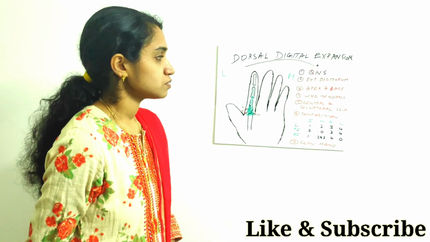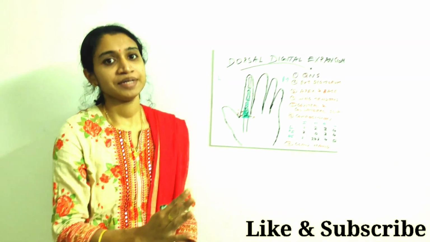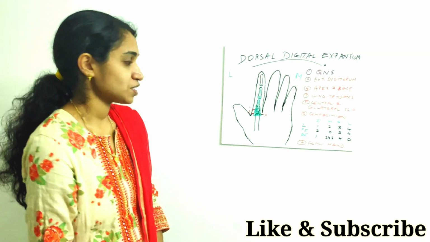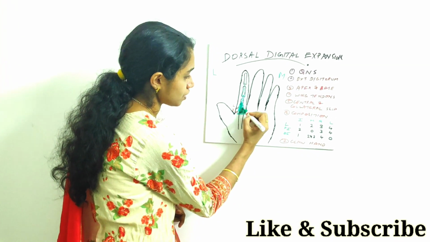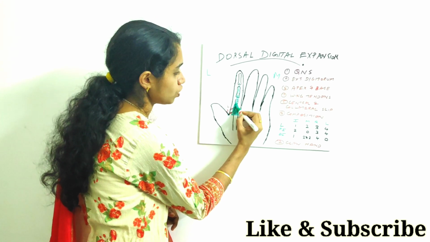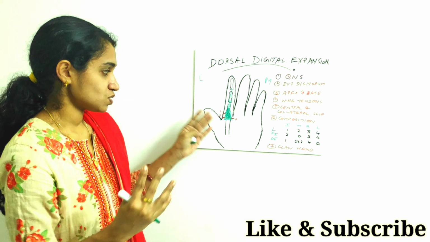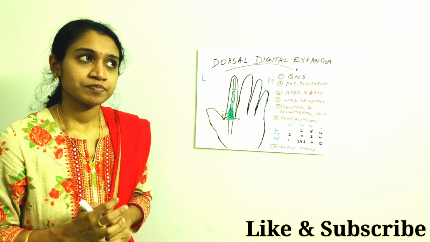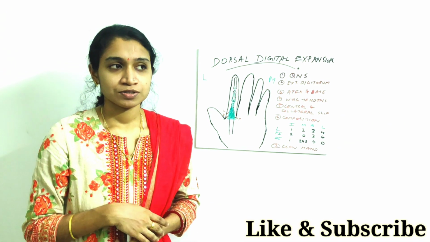I think all the questions are covered. So hope you got a clear idea of what is dorsal digital expansion. Just keep in mind this diagram, this triangular area. This is the region of the dorsal digital expansion with its diverging slips, with its wing tendons, and an idea about the claw hands.